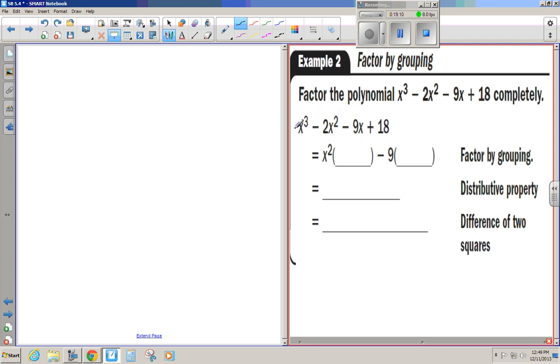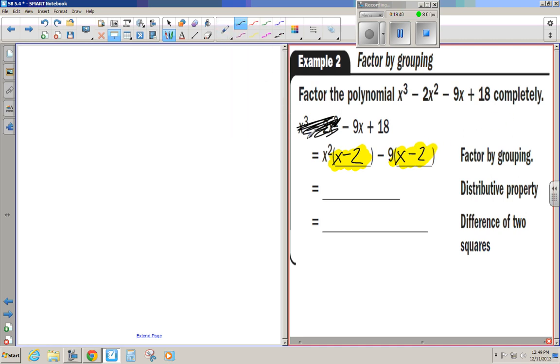Factor an x squared from here, leaves you with an x. Factor an x squared out of there means minus 2. Here, we're factoring a negative 9 out, so forget about this part. Take a negative 9 away from here, you get x. Negative 9 away from here, minus 2. And what you can see now, or hopefully you see, is that this piece and this piece are identical.